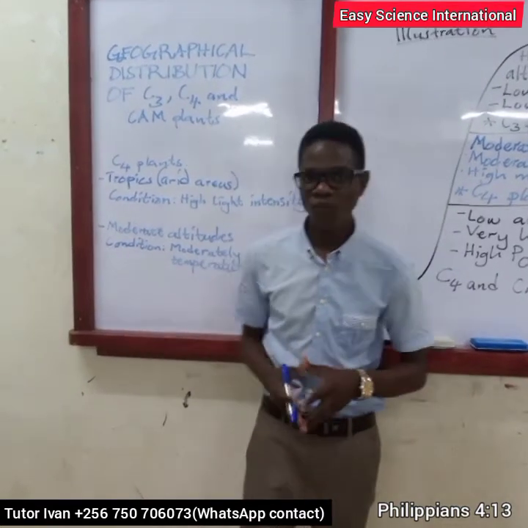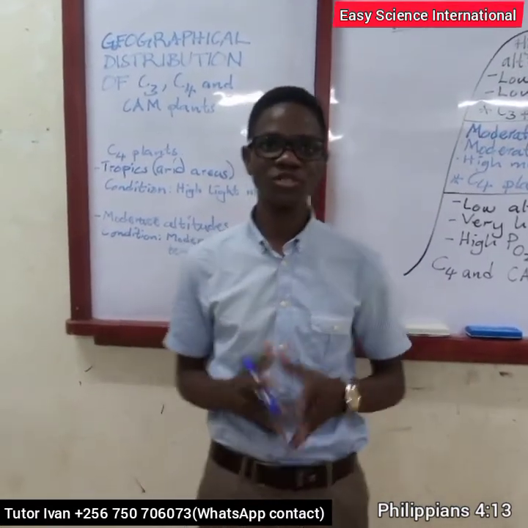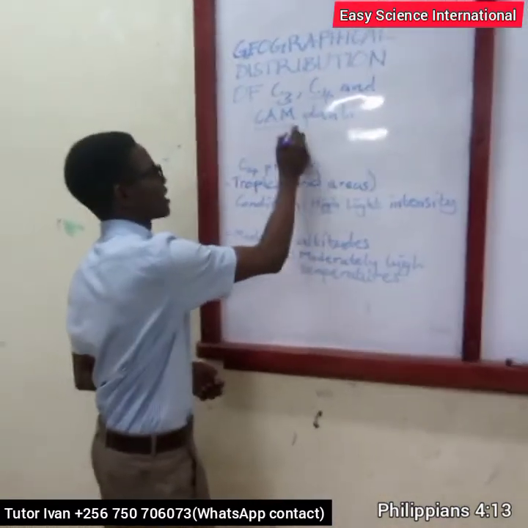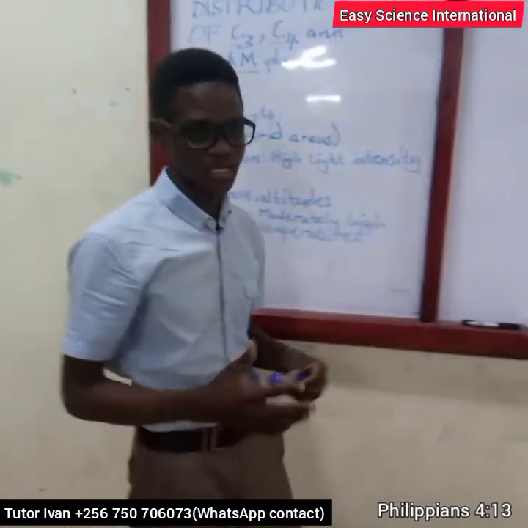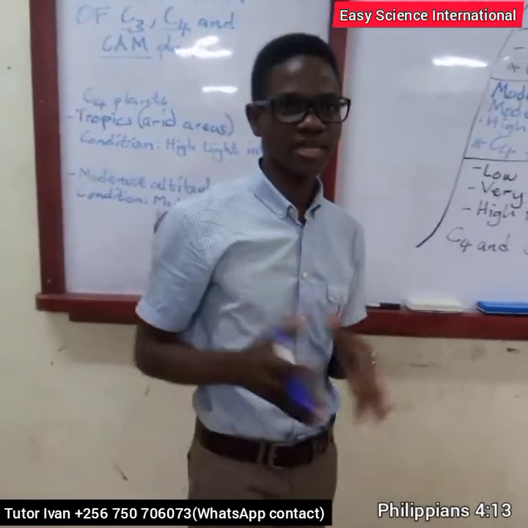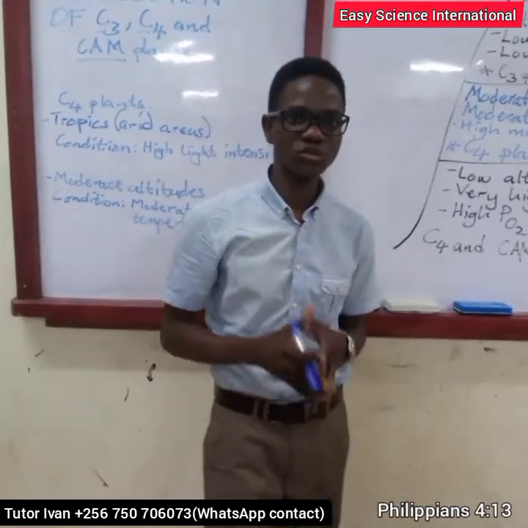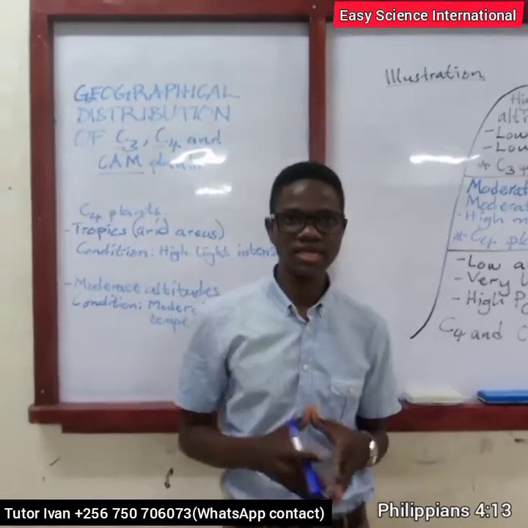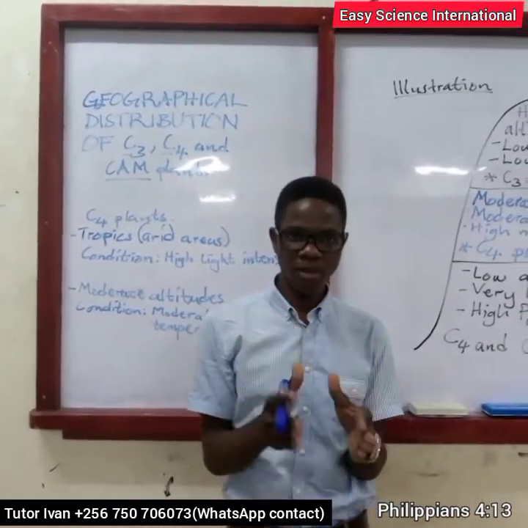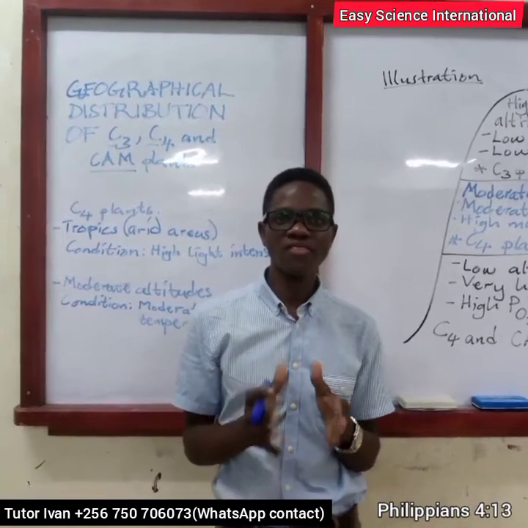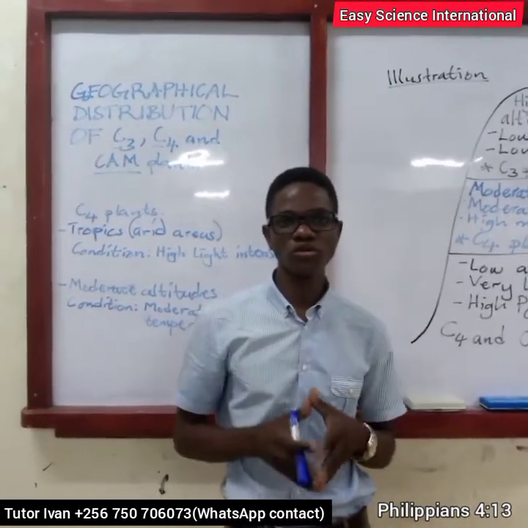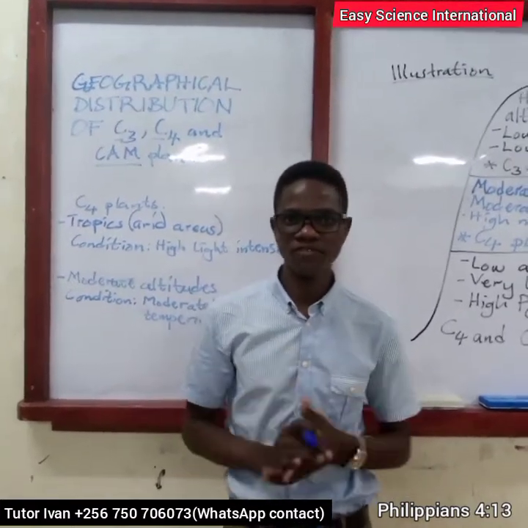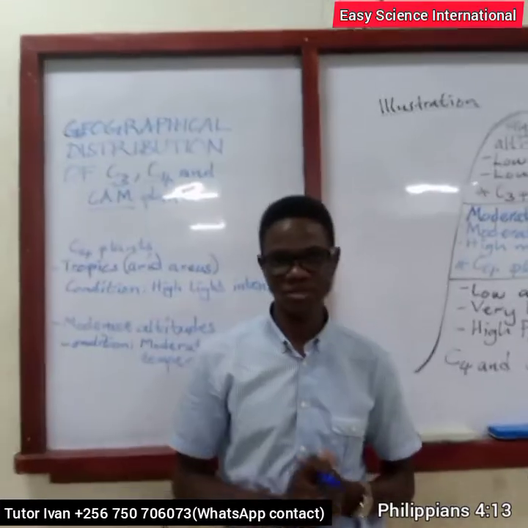In this tutorial, we are going to look at the geographical distribution of C3, C4, and CAM plants. Yes, we've been looking at the dark stage, that is the reactions that occur in the dark stage of photosynthesis in these respective plants. Now, basing on their biochemistry, we are going to look at the geographical location of these plants, basing on the conditions which favor their physiology or biochemistry.